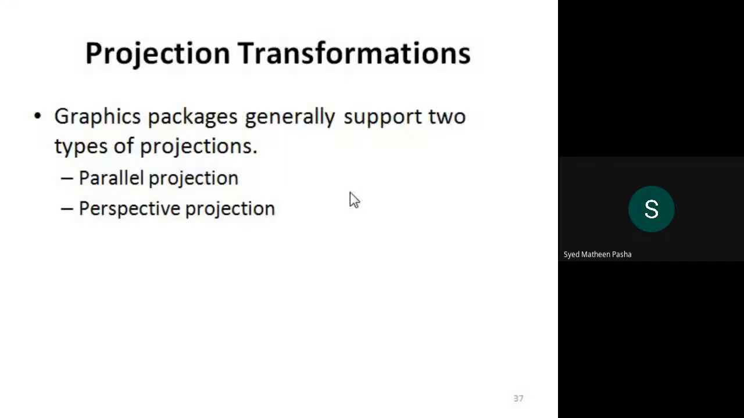As I told, our computer graphics packages generally support two different types of projections: parallel projection and perspective projection. We have seen a program related to perspective projection. What does perspective projection do? It defines the different types of views with respect to the object. So that is the simple definition of perspective projection. These are the two types of projections in computer graphics.